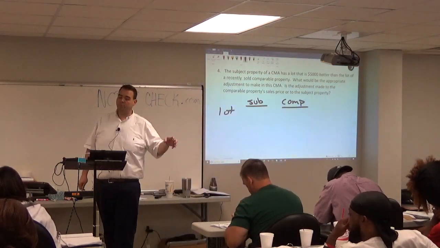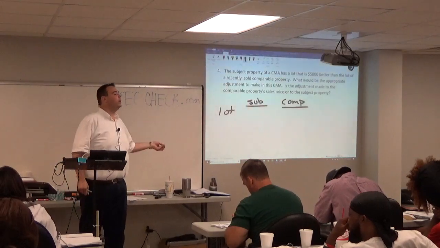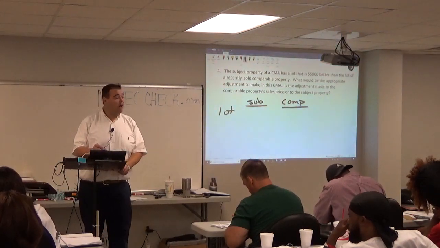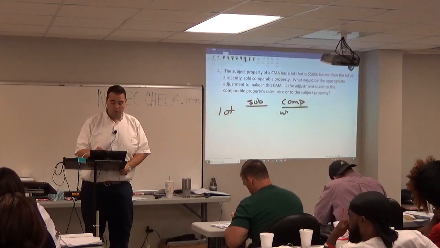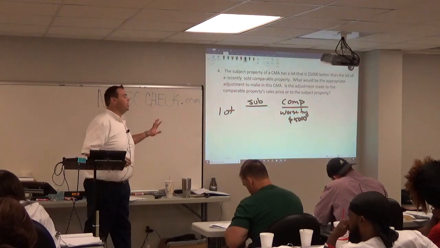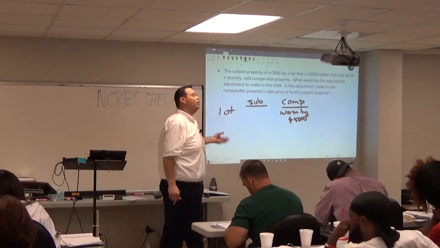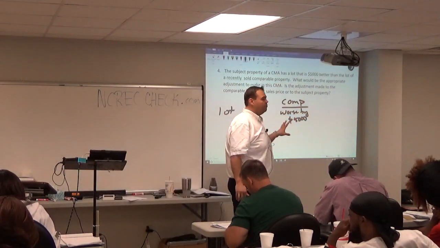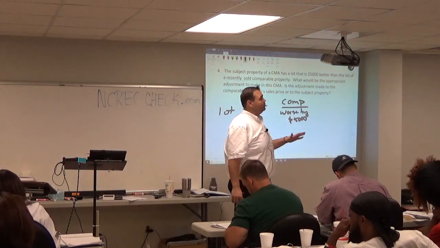It's not that the subject is better, it's the comp is what? Worse. So on the comp side here, I'm going to write worse by $5,000. I'm not trying to do the adjustment. I'm just writing it out so it tells me what the adjustment is. Does that make sense for everybody? Now I'm ready to do the adjustment.